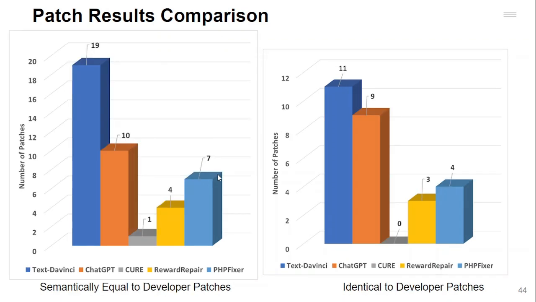And here are the results of semantically equivalent patches and developer-identical patches. By comparing semantically equivalent and identical patches of all the models, we can see both large language models have the most semantically equivalent and identical patches. But among the APR models, PHP Fixer generates more semantically equivalent patches.